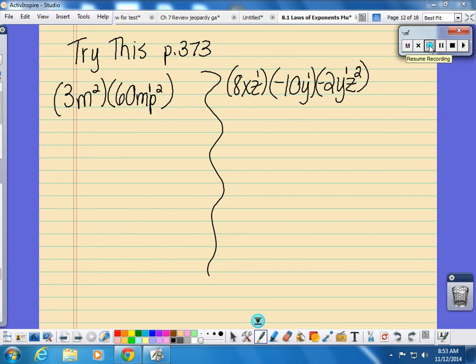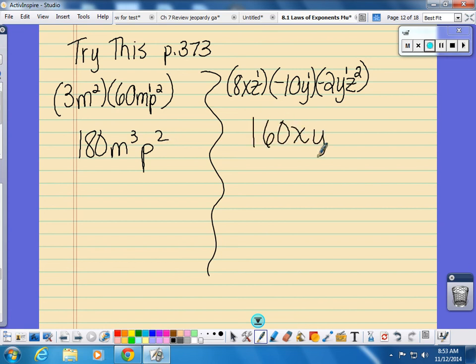All right, what about the first one? 180 m to the 3rd and p to the 2nd. Right, p. There's only one p, so I just bring it along, right? All right, and then the last one here. 160x y squared z to the 3rd. You guys agree? Does anybody have a question? Can I write a first power with that x? Yeah. Do we normally? No.